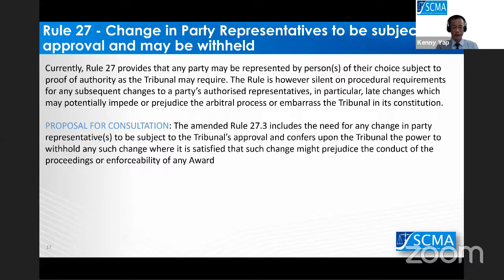Now, the proposal for consultation here is whether Rule 27.3 needs to be amended to provide for any change in party representatives to be subject to the tribunal's approval and to confer upon the tribunal the power to withhold any such change where it is satisfied that such change might prejudice the conduct of the proceedings or the enforceability of any award. So please have a think about whether we should do this change, and let us have your feedback. I now hand over to Sapna to continue with the rest of the slides.